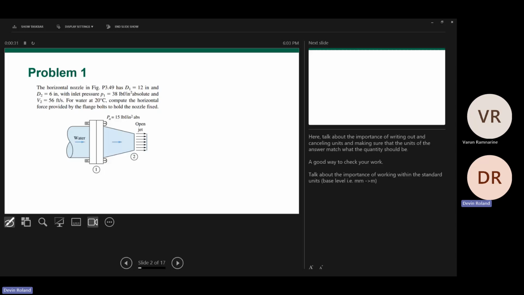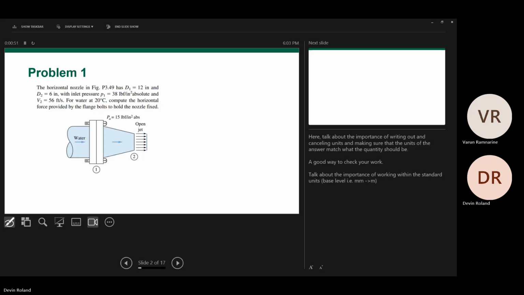So he gave me 4 problems to work. They're all conservation of momentum problems. So if you have questions, just interrupt me. But they're all pretty similar to each other.